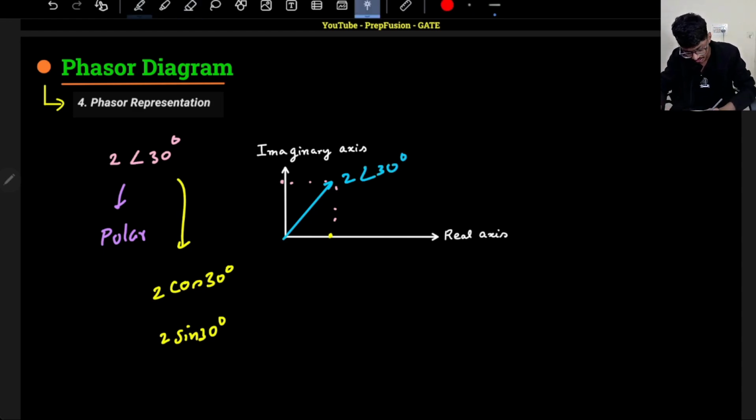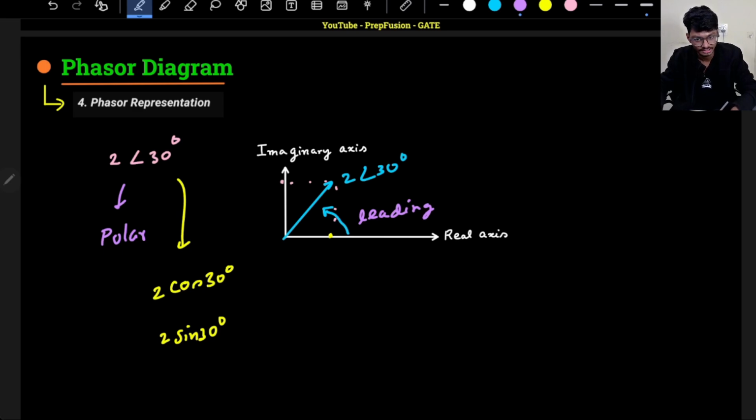Generally we assume the real axis to be the reference, and with respect to that we say the leading angle goes in the anti-clockwise direction, here 30 degrees. Going in this direction is known as the leading direction, because I am adding the angle, and leading means addition, anti-clockwise. So whenever I move anti-clockwise in a phasor, I am going in the leading direction, and whenever I go clockwise in a phasor, that will be the lagging direction.